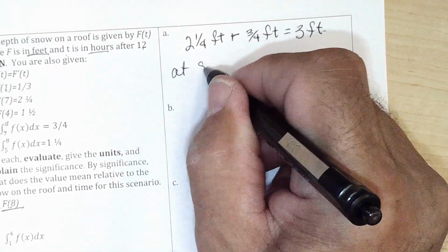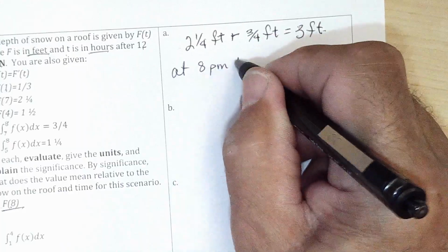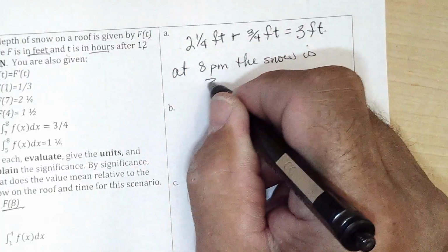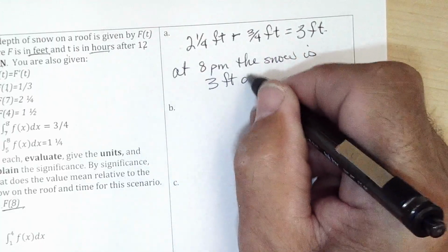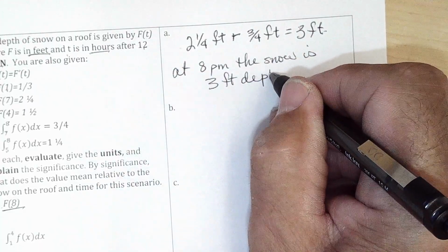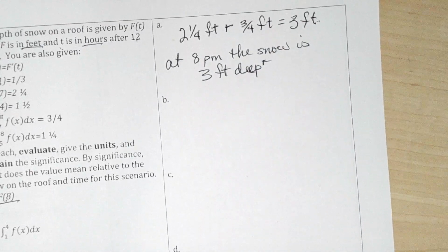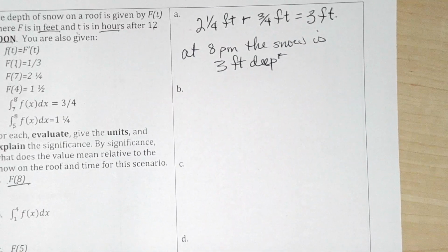At 8 p.m., the snow is 3 feet deep. It's not increasing or decreasing. We don't know that for sure. We just know that it's 3 feet deep at that time.